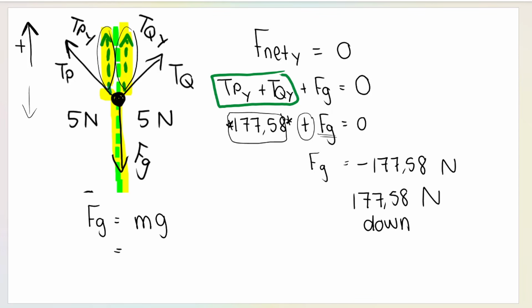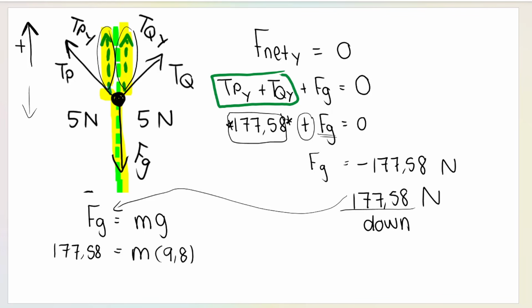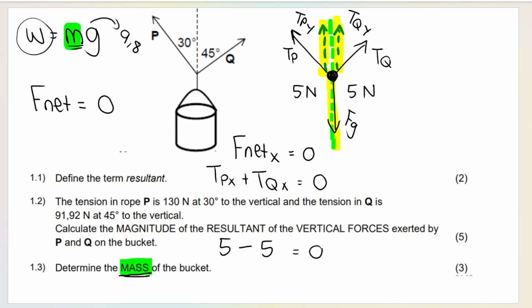You write your formula. That is my weight. So that goes over there. 177.58. My mass is what I'm looking for. G is 9.8 meters per second downwards. To solve for my mass, I take this and I divide it by this. So 177.58 divided by 9.8. And you should get an answer of 18.12 kilograms.